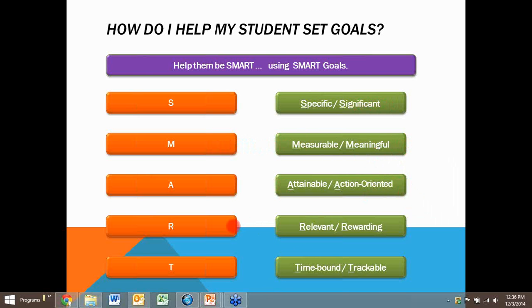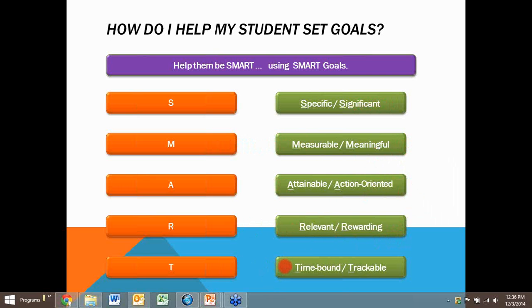The R is for relevant and rewarding, and both of these are kind of similar. The goal has to be of particular meaning in someone's life in order for us to increase our chance of committing to it and sticking with the goal over a period of time. And if we don't do that, we're not going to see that positive outcome that we were hoping for. And then the T is about time-bound or trackable.